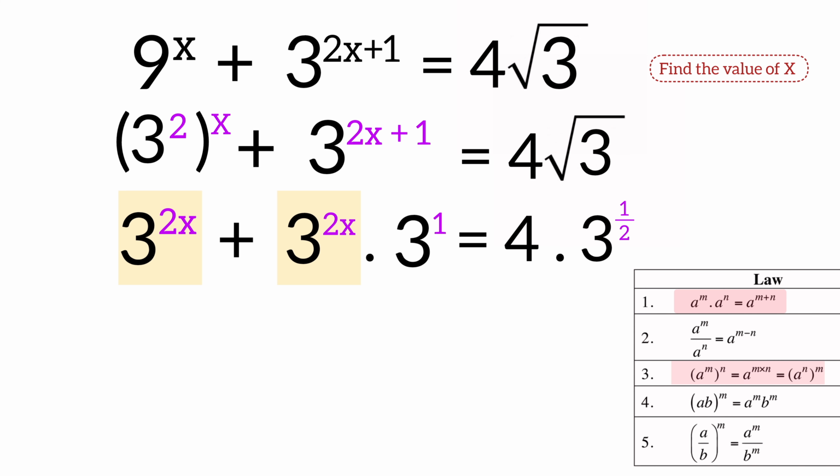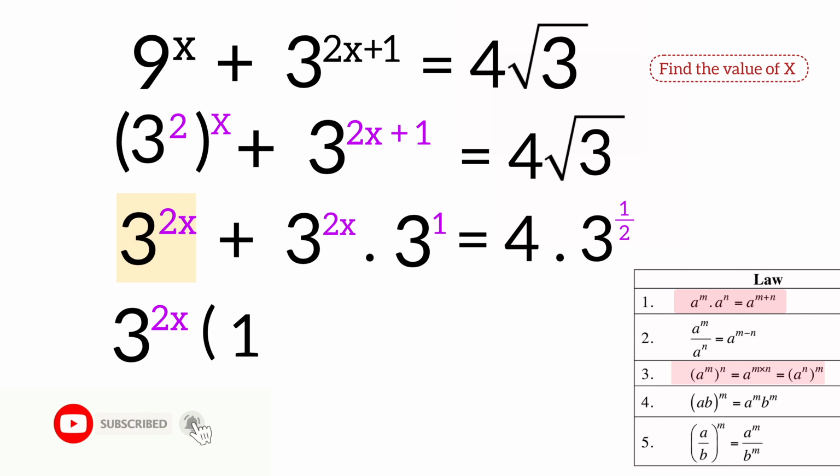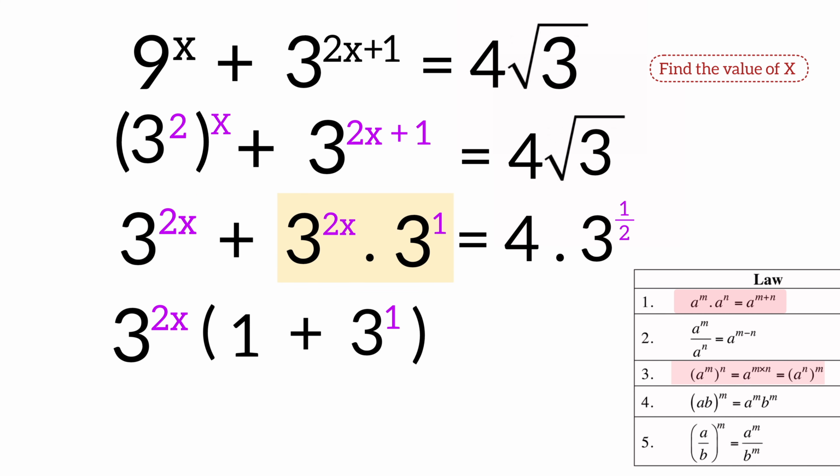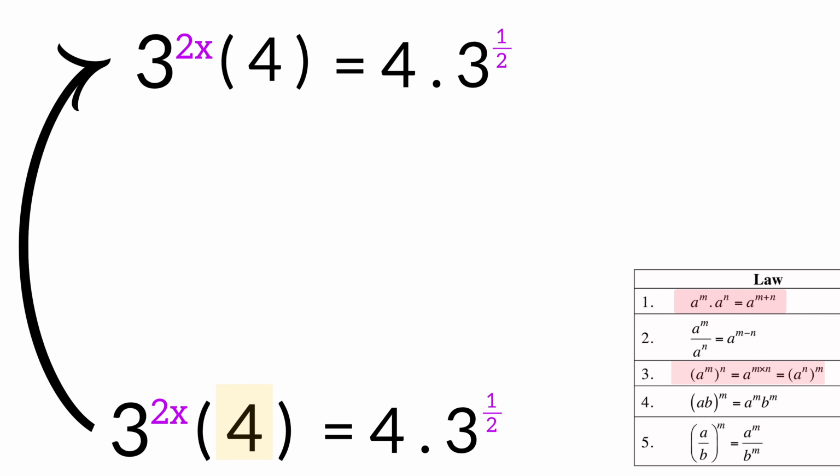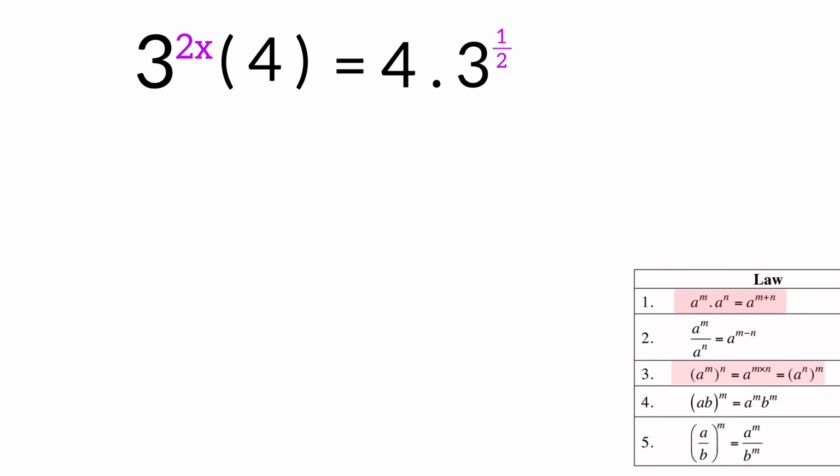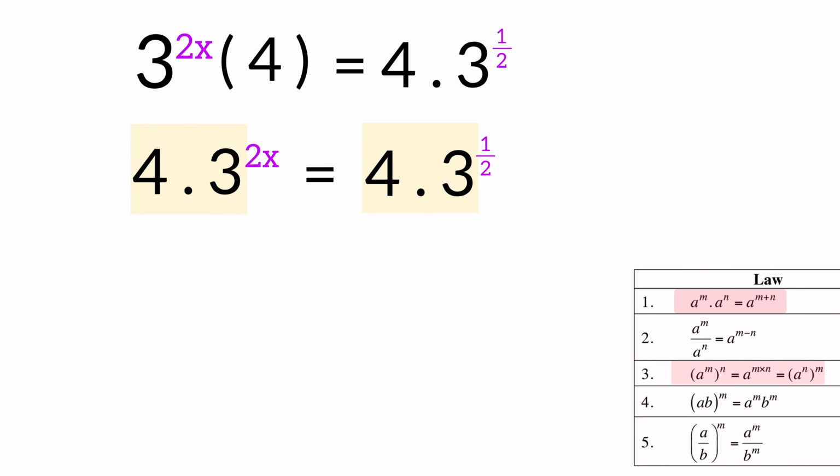Now we have a common factor. On the left side of the plus sign, we have 3 raised to the power 2x, and on the right side of the plus sign, we also have 3 raised to the power 2x. When we take out the common factor, on this side we are only left with 1 because 3 raised to the power 2x is out, and on this side we are left with 3 raised to the power 1. 1 plus 3 raised to the power 1 is 4, and 3 raised to the power 2x times 4 can also be written as 4 times 3 raised to the power 2x, which makes these bases look the same, so we can bring down the exponents. When the bases are the same, you bring down the exponents.